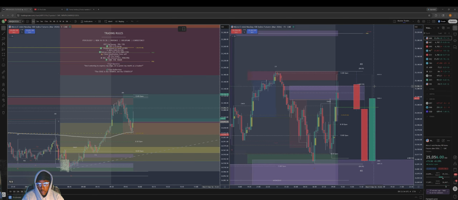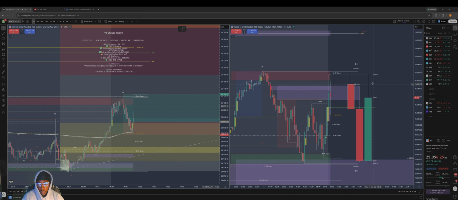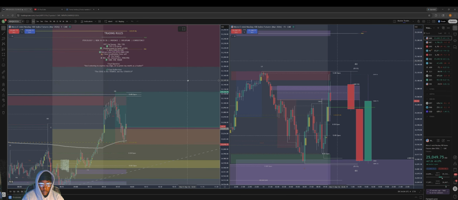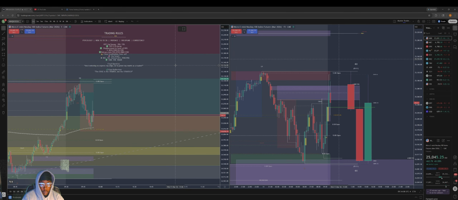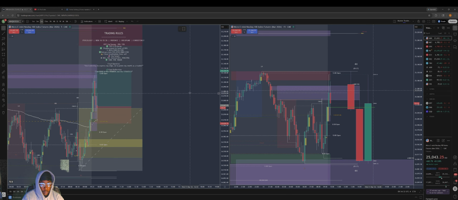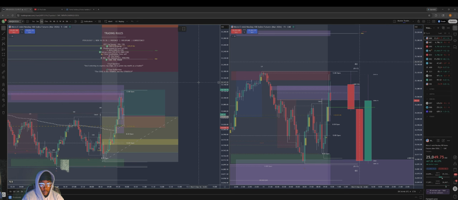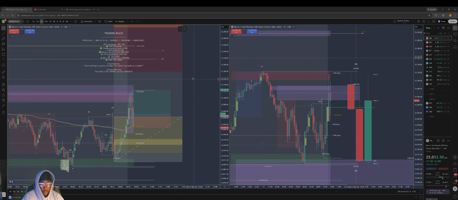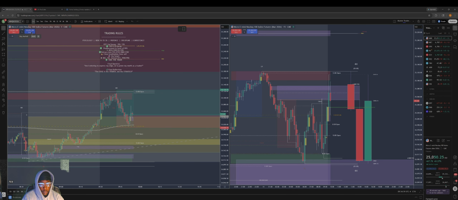When we started getting this nice little push outside of that yellow zone, I knew I wanted to be taking the trade pretty soon. Here the 1 minute created a 1-minute bullish FVG. We're getting a little retest of that bullish 1-minute FVG, but I'm still just waiting. Like I said, I'm not trying to force this trade. I want to make sure I'm taking my time and maintaining my discipline while I'm trading.